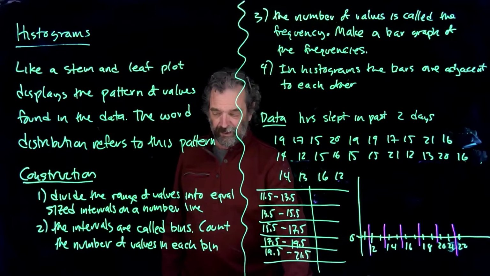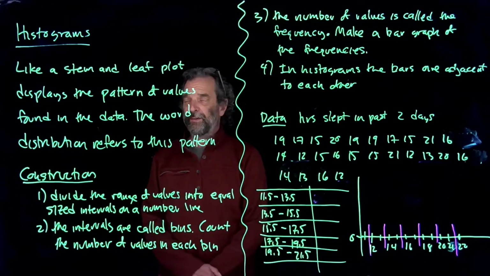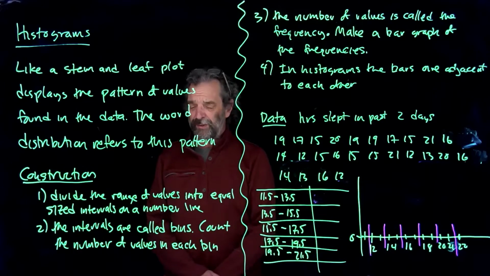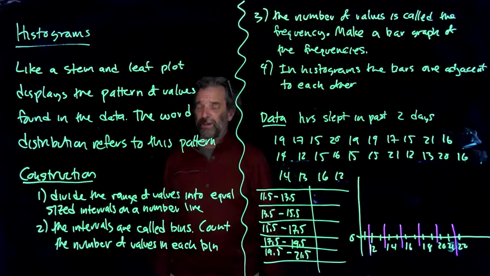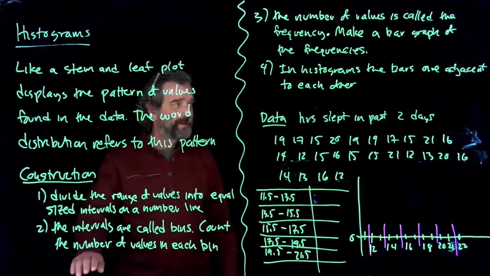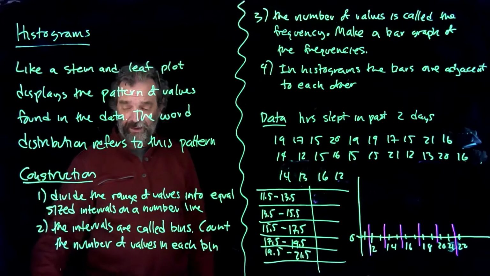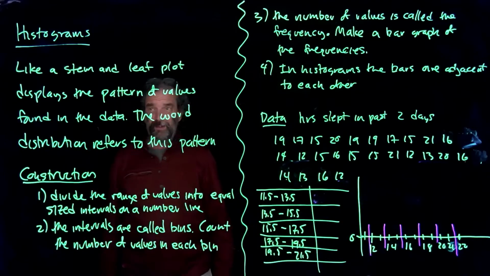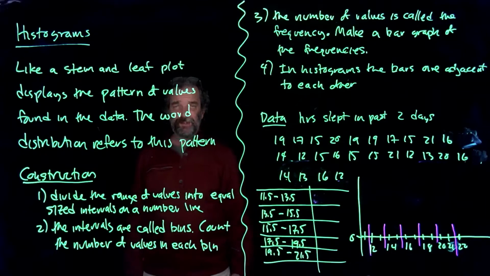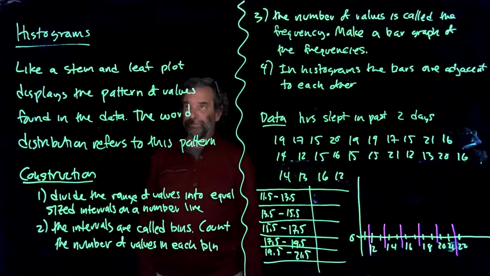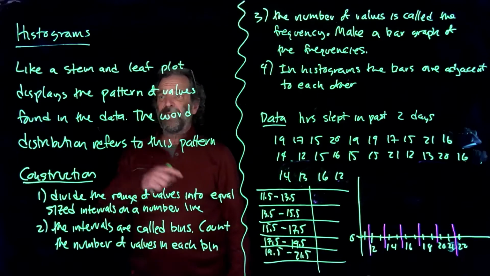We were talking about quantitative displays, so displays of quantitative information. The first part of the chapter was categorical information. This is quantitative information. And so far we made a stem and leaf plot. Now we're going to make histograms, which look something like stem and leaf plots, except they're bar graphs instead of using the digits.